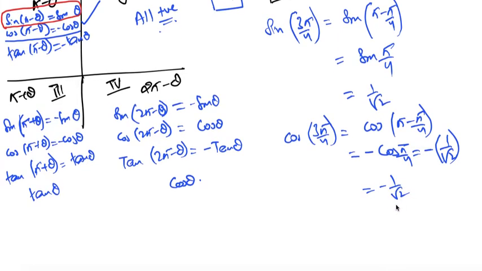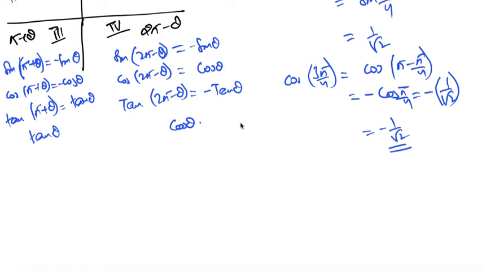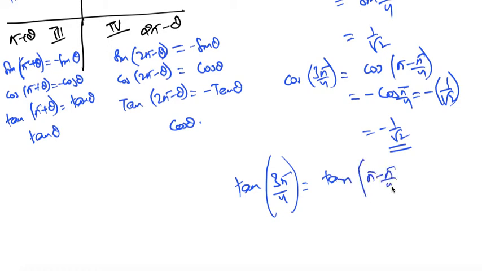Hope everything is clear to you by now. Now, moving on to the next, tan 3 pi by 4. Again, we will use the same identity, pi minus pi by 4, which is equal to minus tan pi by 4, and this will give us minus 1. That's the answer for this.